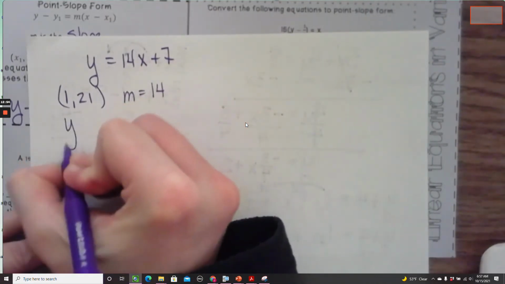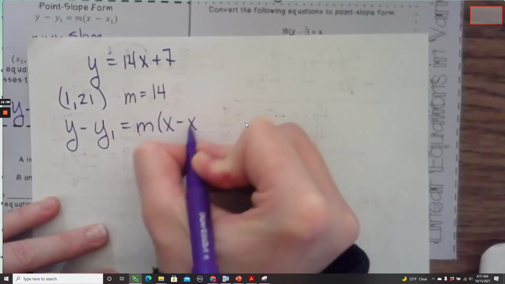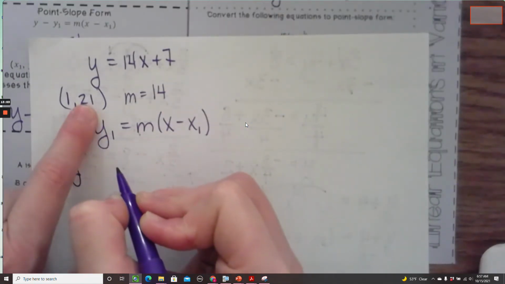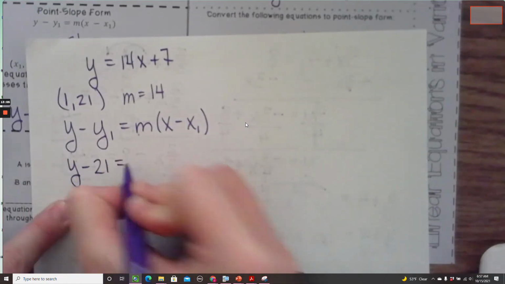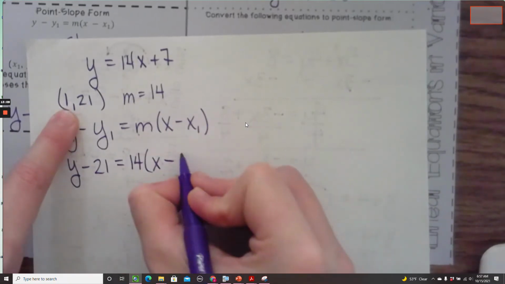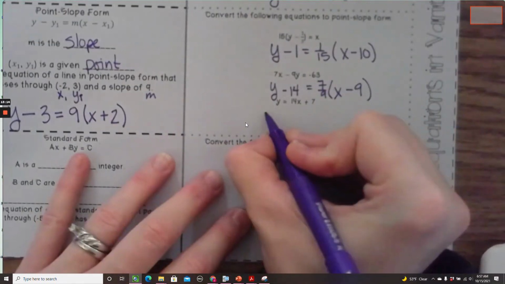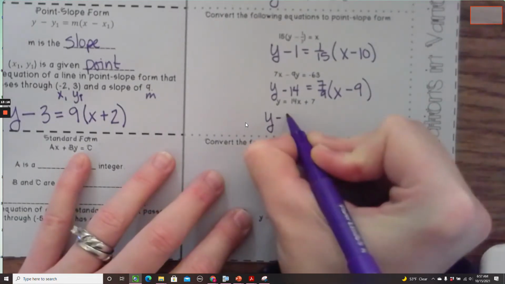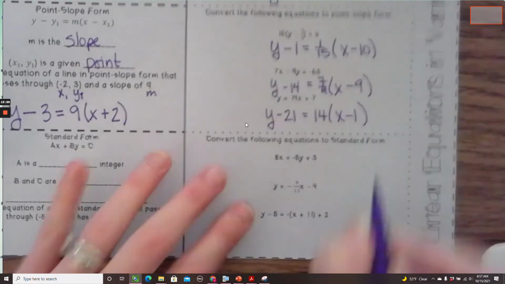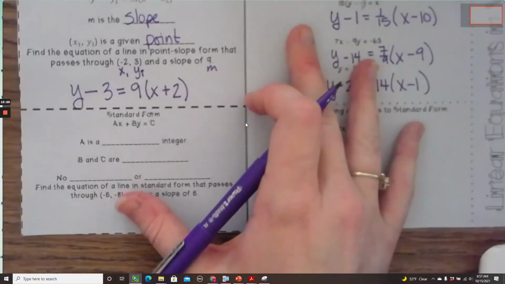So again, y minus y1 equals m times x minus x1. So the y doesn't change, minus y1 is this 21. M is the slope, it's 14. X minus x1 is 1. So we don't use point slope form often, but you do need to be familiar with it and how it works. The one that you need to be most familiar with is this next one, standard form.